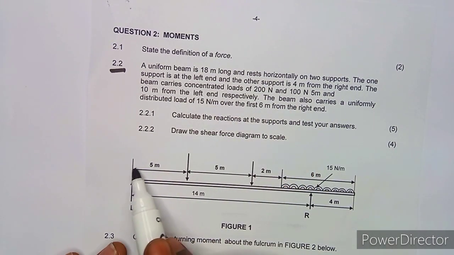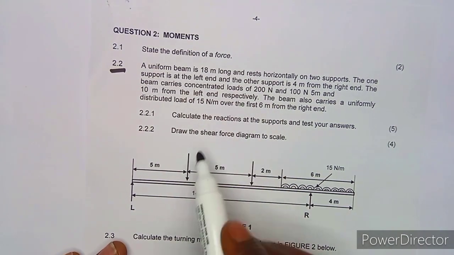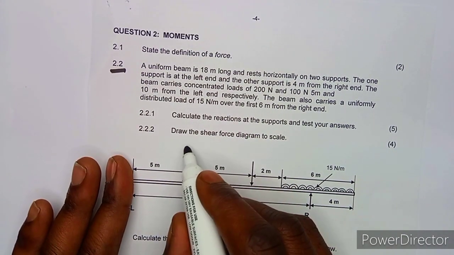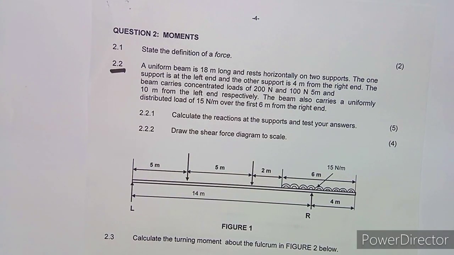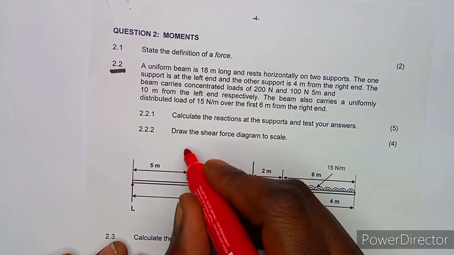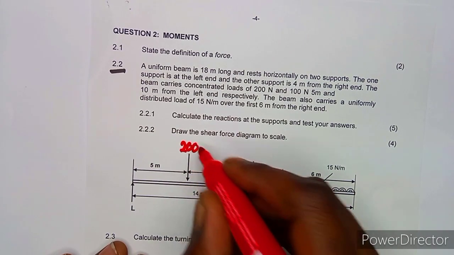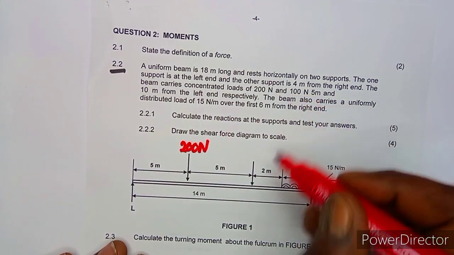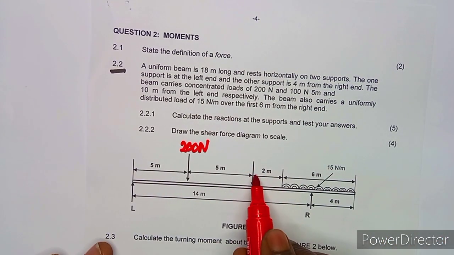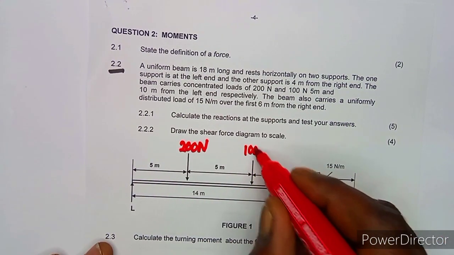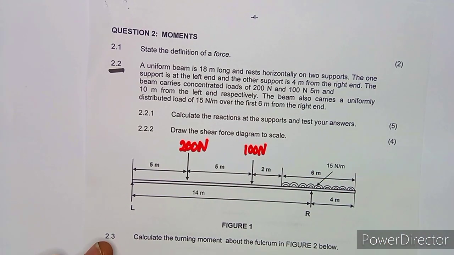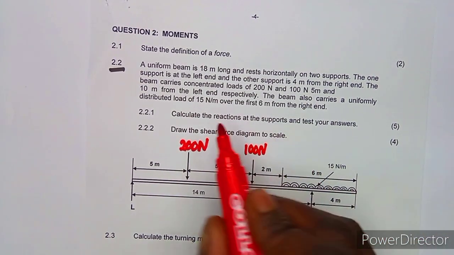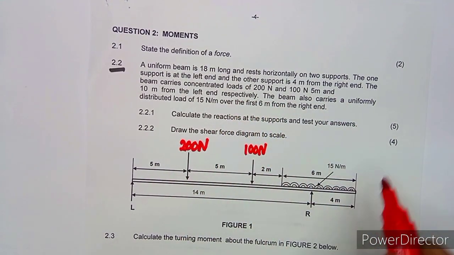So we've got this one, which is 5 meters, which is 200 Newton from the left end. Then this one is 100 Newton, as you can see, 5 plus 5 is 10. So this is where we're going to have our 100 Newton. These are the concentrated loads that we are given, respectively, which means following each other.